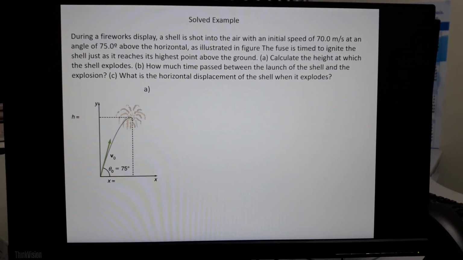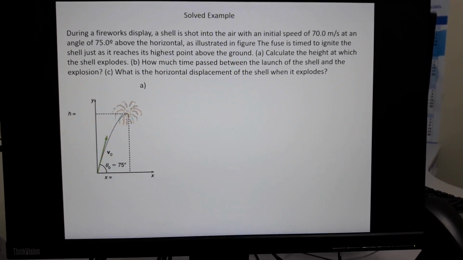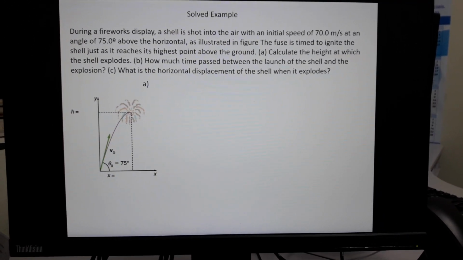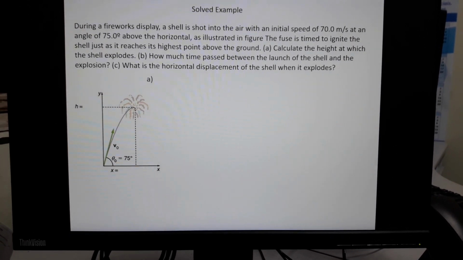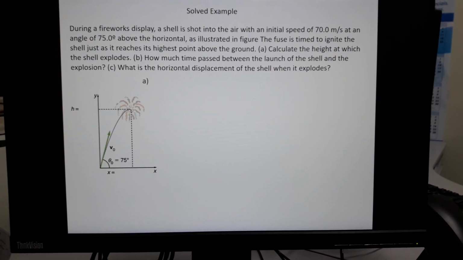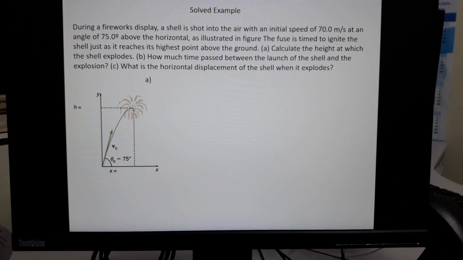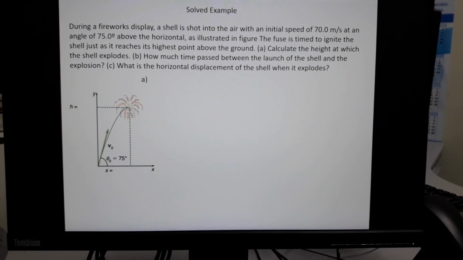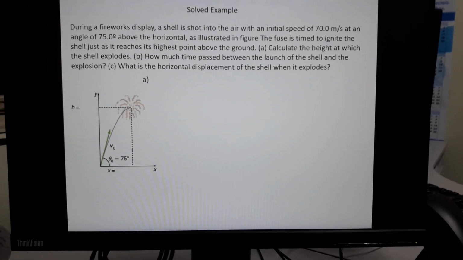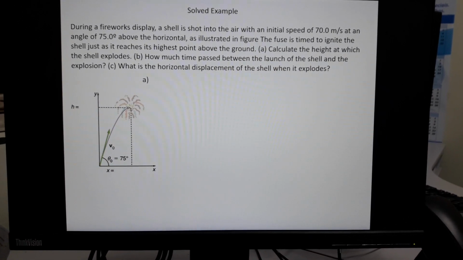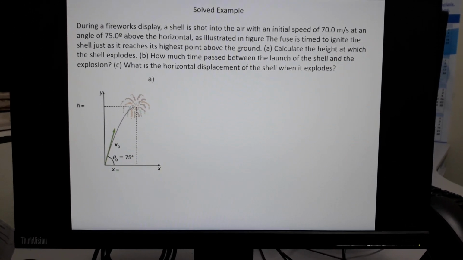During a fireworks display, a shell is shot in the air with an initial speed of 17 meters per second at an angle of 75 degrees above the horizontal, as illustrated in the figure. The fuse is timed to ignite the shell just as it reaches its highest point above the ground. Okay, let's do the letter A. Calculate the height at which the shell explodes.